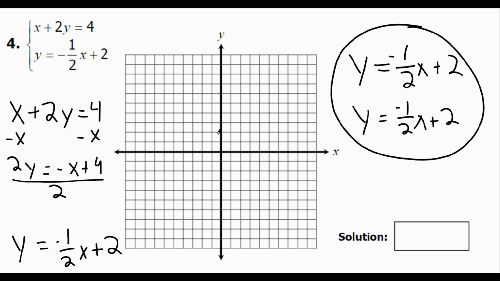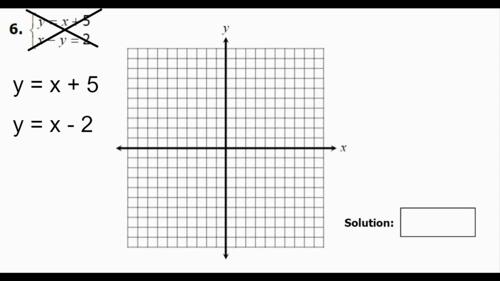So I'll start at 2, and then my slope is down 1, right 2, down 1, right 2, down 1, right 2, etc. If I draw in this line, it would look like this. And if I drew in the second line, it would lie right on top, making my solution infinite solutions.